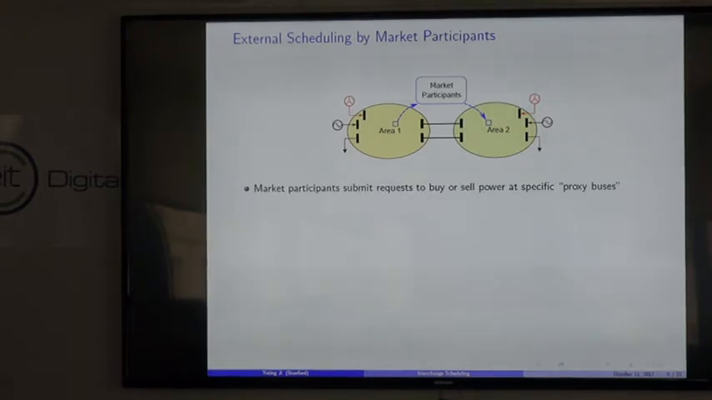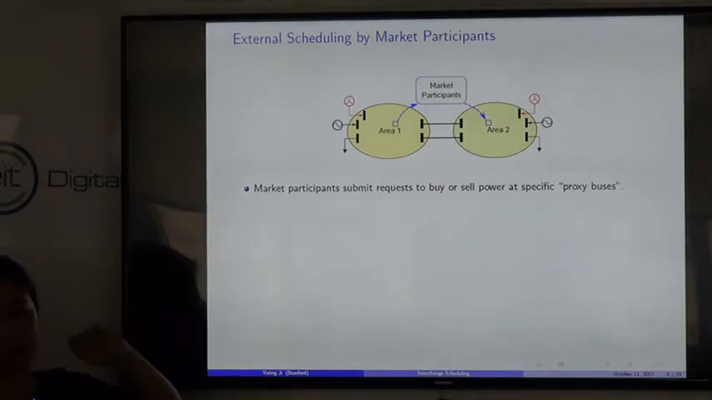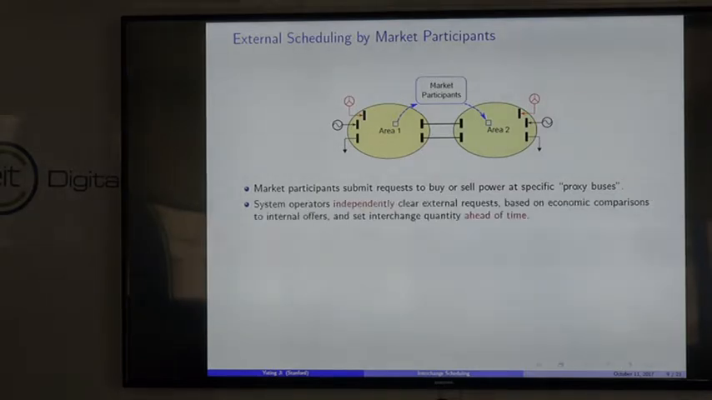So in the US, interregional or inter-area interchange has to be made by market participants. Market participants submit a request to buy or sell energy at specific locations. They are called proxy buses, indicated by those blue boxes. They can be an actual location in each system, or they can be virtual. With that request, the system operators need to independently clear this request by comparing your local generation cost and your neighbors'.